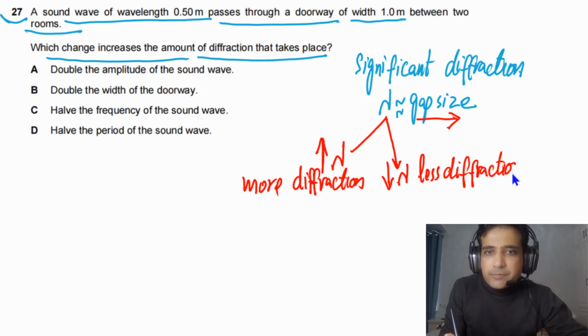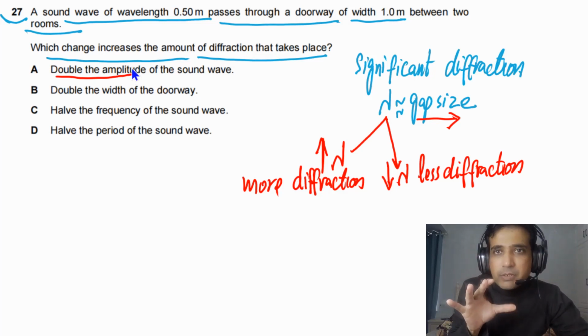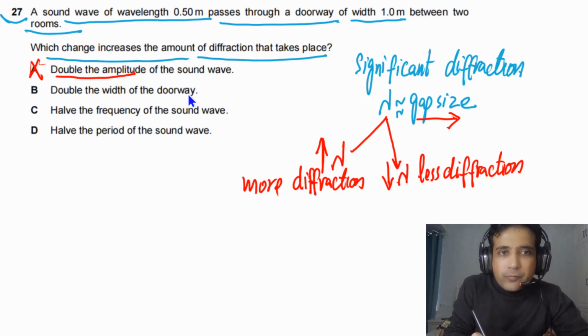If we look at option A, double the amplitude of the sound wave, it has no effect on diffraction, so this option is incorrect. Option B, double the width of the doorway: if you increase this and keep the wavelength the same, there will be less diffraction. We need more diffraction, so B is also incorrect.